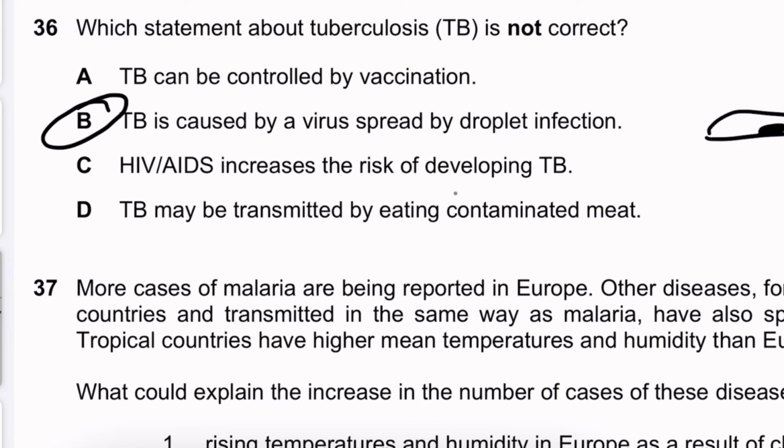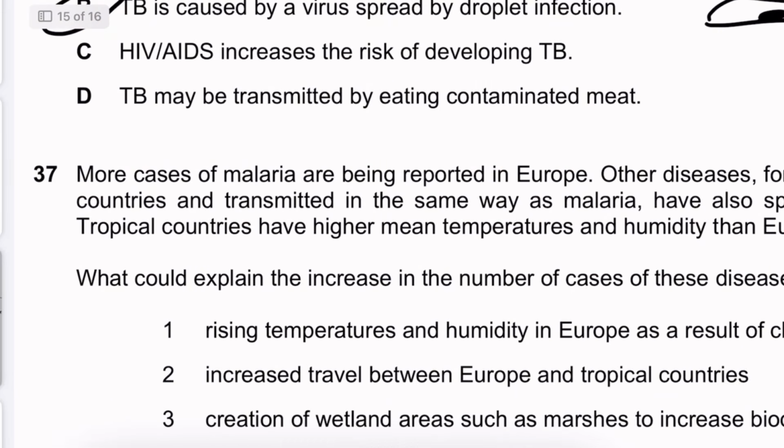HIV or AIDS increases the risk of developing TB. That is true because tuberculosis is an opportunistic infection, meaning it waits until the immune system is weakened so that it can actually do its thing and attack. And so HIV and AIDS basically weaken the immune system, and so definitely TB may be transmitted by eating contaminated meat.